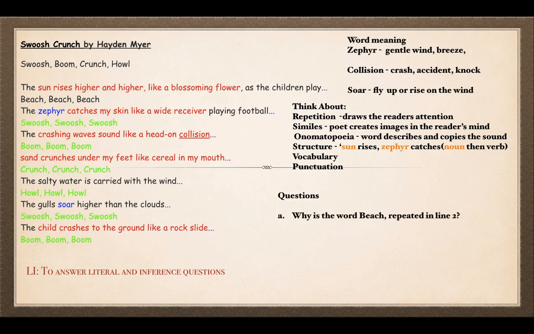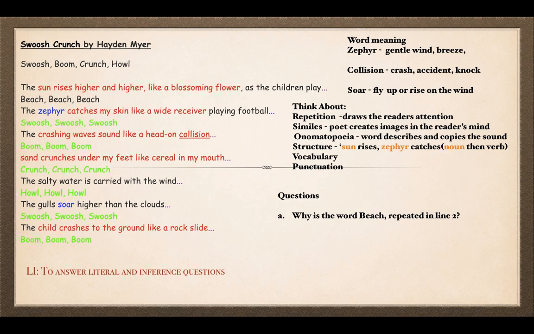Analysing the poem is important, so you need to look at those words. Which words do you not understand? If you need to get a dictionary, you need to use Google. It's a good idea. It helps you to understand the written text far better. So A, why is the word beach repeated in line 2? Why do you think the word beach is in line 2?